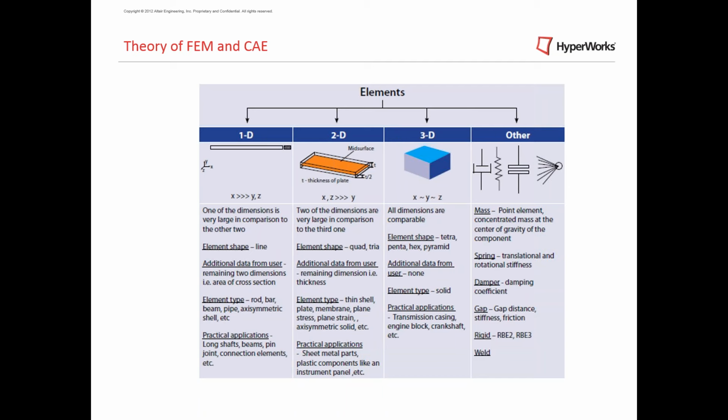3D elements are used when all the dimensions are comparable. Element shapes are tetra, hexa, penta, pyramid. Additional data from the user is nothing. Element type is solid. Practical applications are transmission casing, engine block, crankshaft, etc. There are some other types of elements also used in CAE.